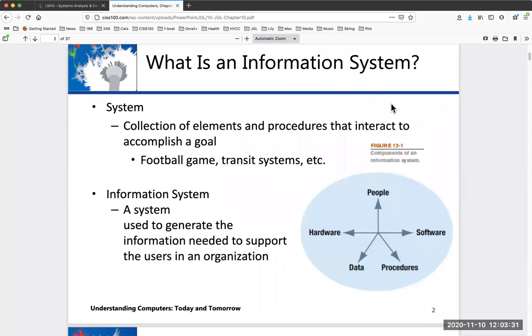So what is an information system? A collection of elements and procedures that interact to accomplish a goal. Probably the most important thing that we recognize right up front is all the elements that go into an information system. And quite often, people don't think about involving themselves. People are the key component. Back in CISS100.com, in Lecture Module 10, I outlined the 4 business resources: people, money, information, and machines. And the most important piece of that is the people.